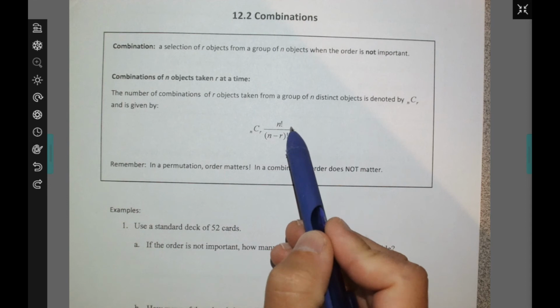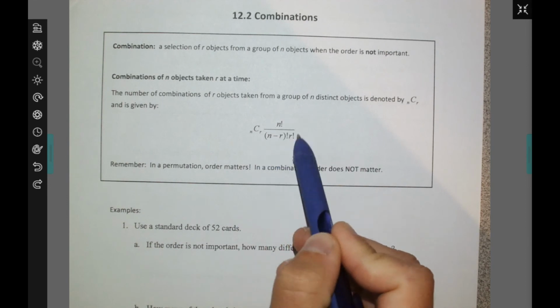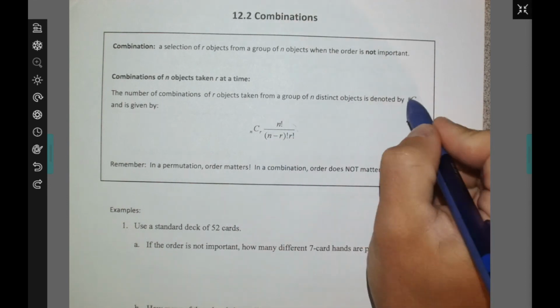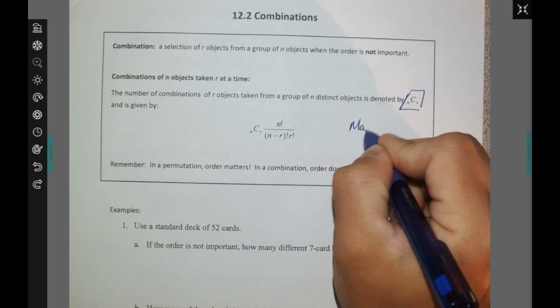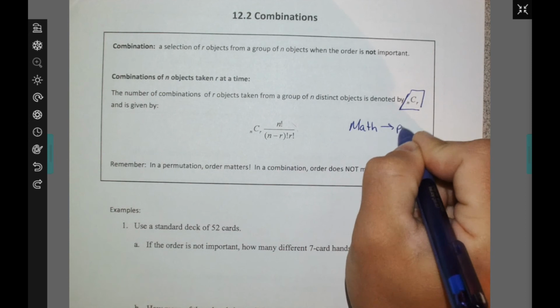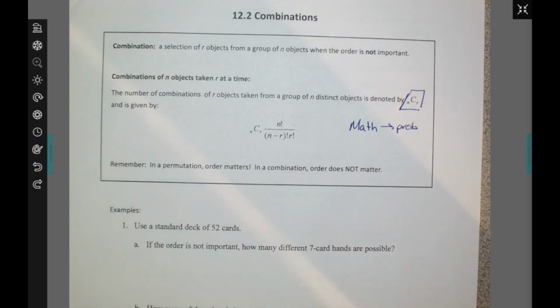Down here, they give you the formula for a combination with factorials. Honestly, the only thing we're going to do here is use nCr on the calculator. So that's where you're going to hit your math button, and then we're going to probability. You're looking for nCr. So first example, with combinations, we're going to be dealing with a ton of card scenarios.